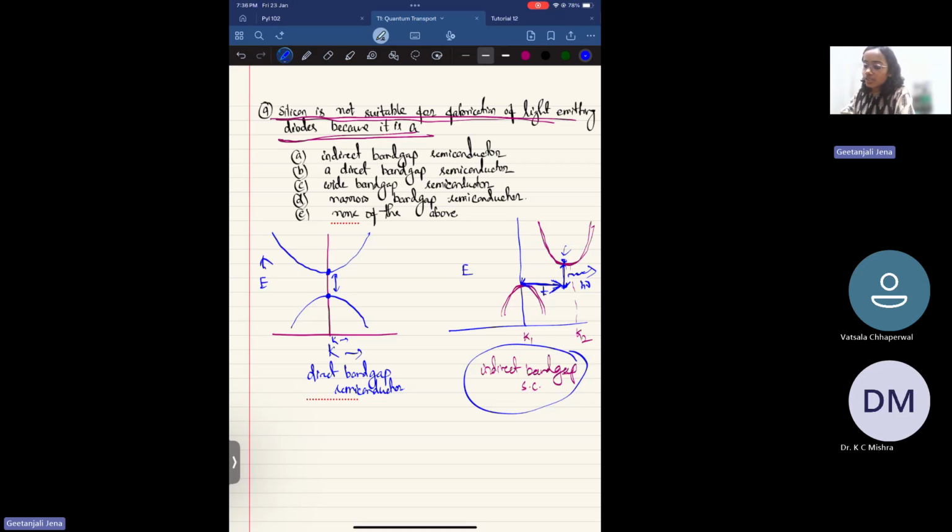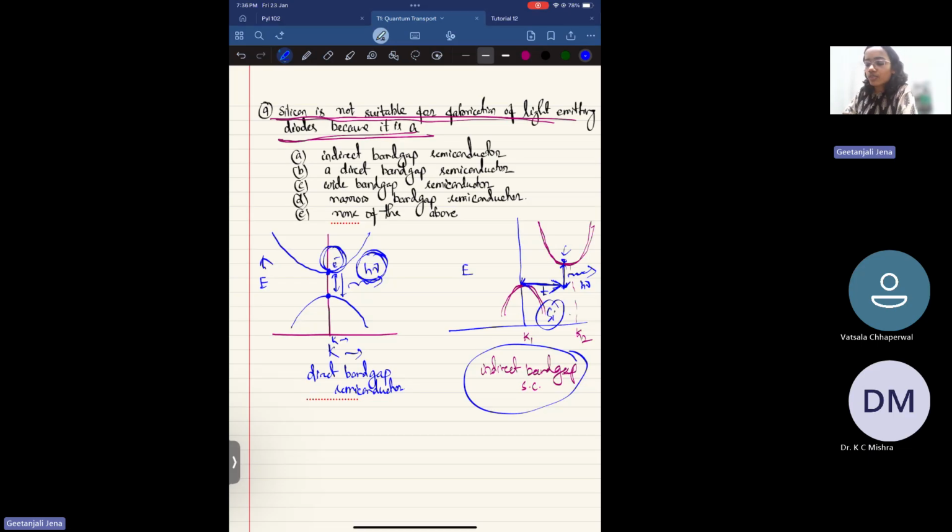But if you see the direct band gap semiconductor, whenever an electron makes a transition, whatever energy it has, it will completely release in terms of light. So there will be full utilization of energy to construct the LEDs. So that is why silicon is not used, because it's an indirect band gap semiconductor, and we are not using it for the LEDs.